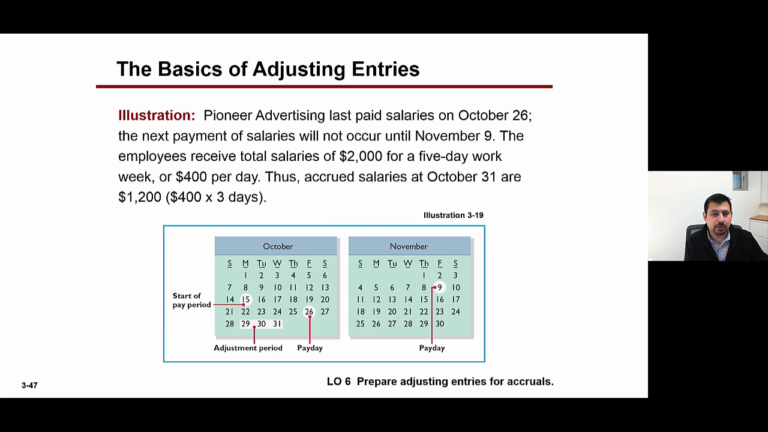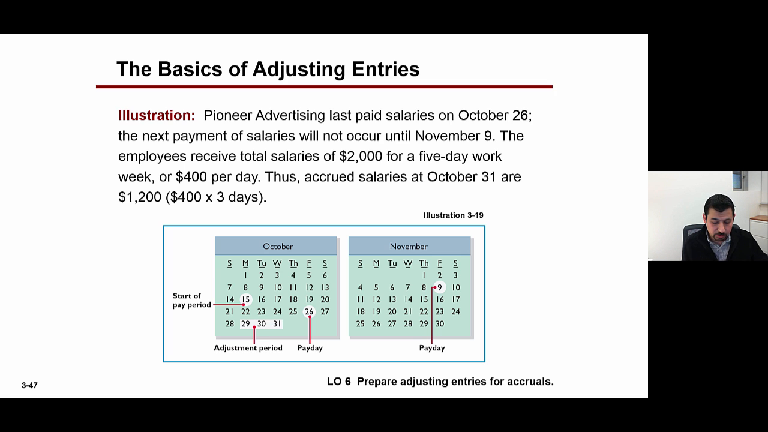Another example is salaries. Pioneer Advertising last paid salaries on October 26. The next payment of salaries will not occur until November 9th. The employees receive total salaries of $2,000 for a 5-day work week, or $400 per day. Thus, accrued salaries at October 31st are $1,200.